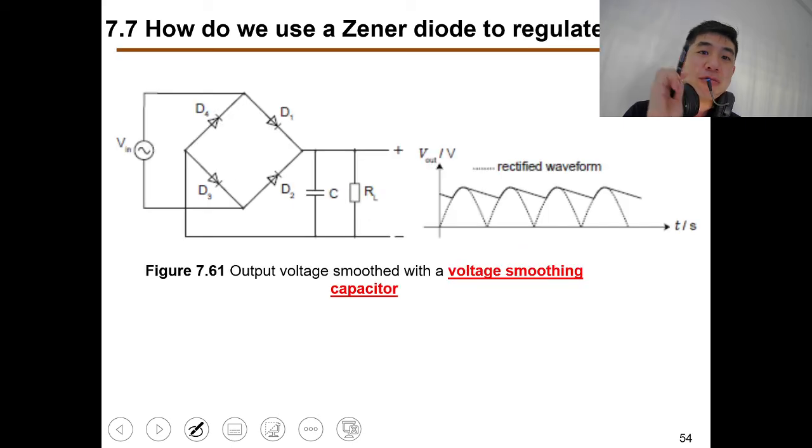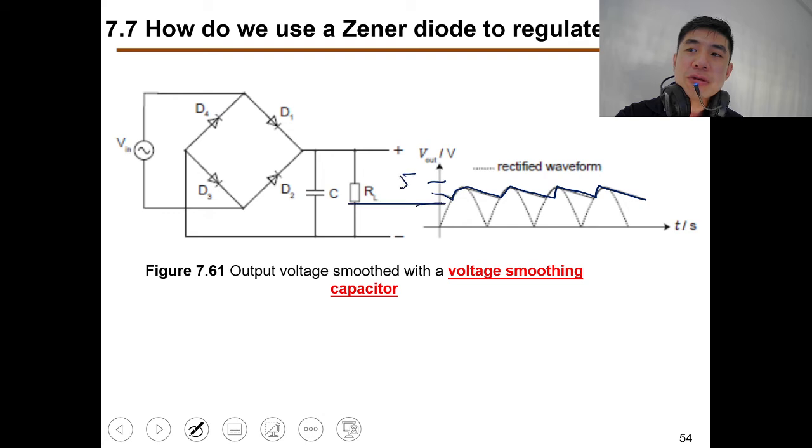Then I put a voltage smoothing capacitor. Now can you see, with the voltage smoothing capacitor, the impact is this new rectified waveform. So now instead of 5 volt to 0 volt, maybe it goes from 5 volt to 4 volt. 5 volt to 4 volt works better, right? It only fluctuates 1 volt. So at least minimally, it is okay.